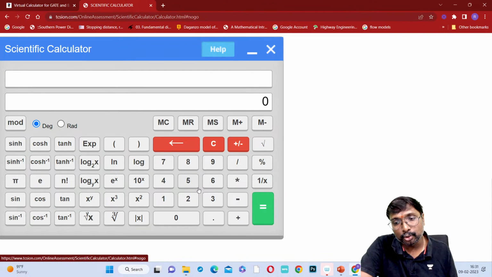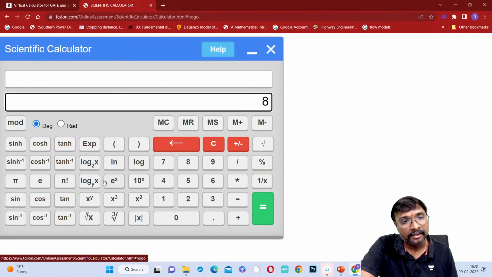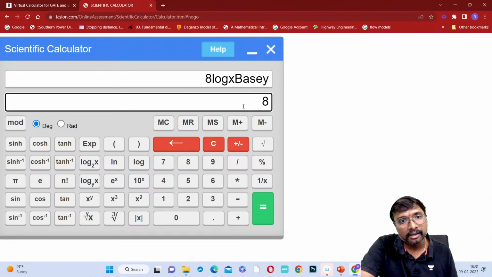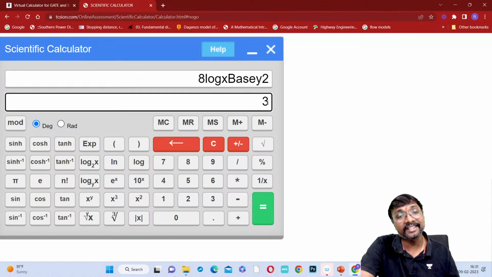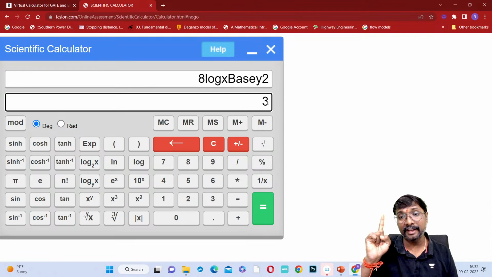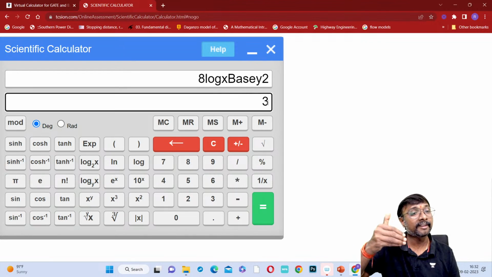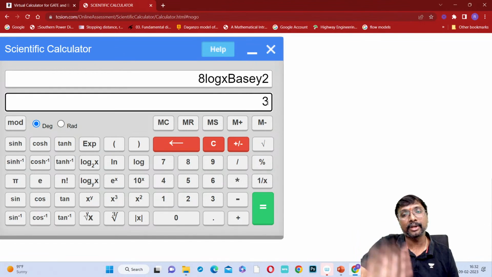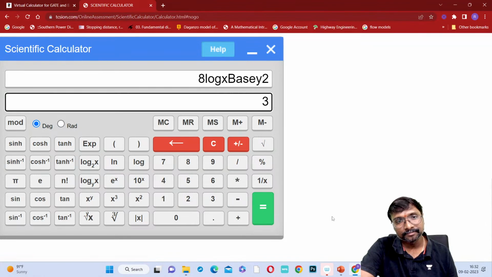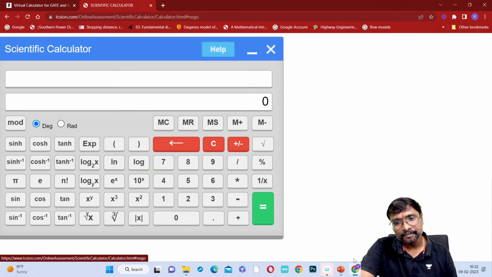So log 8 to the base 2, yes or no? First we enter which one? Log x to the base y means first you enter the x value, 8, then you enter this 8 log base y, which is 2, and it gives 3, yes or no? Yes, that is giving absolutely the same value. So what does it mean? In the case of this log function also, we enter the x value first, then press the function key, and after that we enter the y value. Is it clear, everyone? Like that you have to do it.